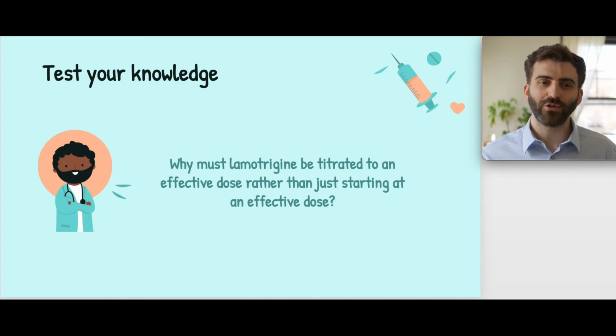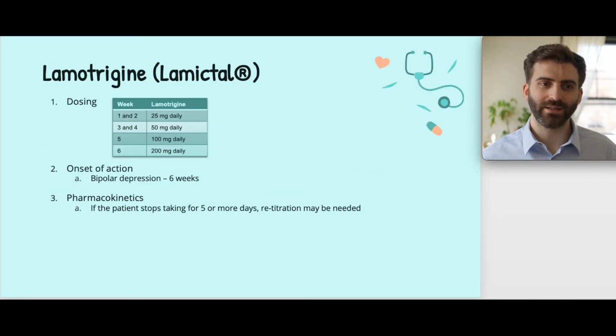So why must Lamotrigine be titrated to an effective dose rather than just starting at an effective dose? Feel free to pause and think about it. The reason is it must be titrated up, and its dosing can be seen here, because Lamotrigine has a high risk of serious rashes. That risk is higher the more quickly the dose is given. So it used to be started at higher doses, and then some patients would develop severe rashes, something called Stevens-Johnson syndrome. So nowadays we have a really slow titration.